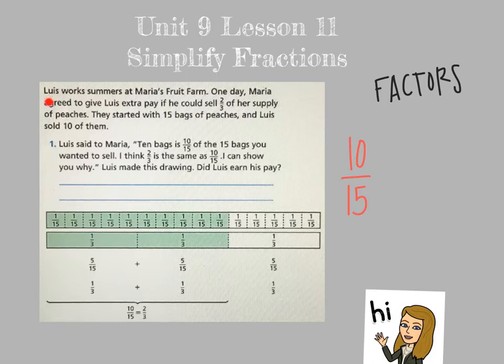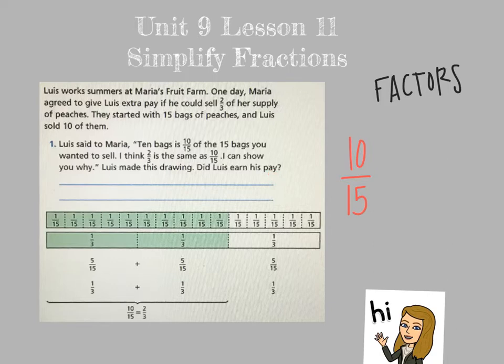This example problem says that Louis works summers at Maria's fruit farm. One day, Maria agreed to give Louis extra pay if he could sell 2/3 of her supply of peaches. They started with 15 bags of peaches, and Louis sold 10 of them. So, Louis said to Maria, 10 bags is 10/15ths of the 15 bags you wanted to sell. I think 2/3 is the same as 10/15ths. I can show you why. Louis made this drawing. Did Louis earn his pay?